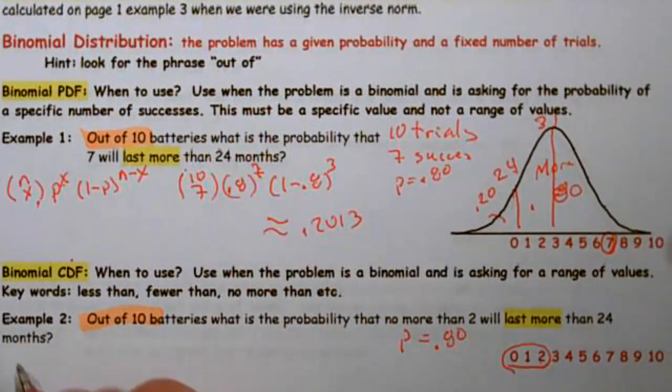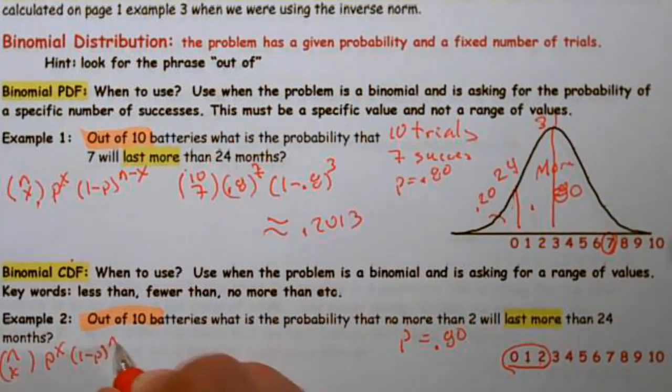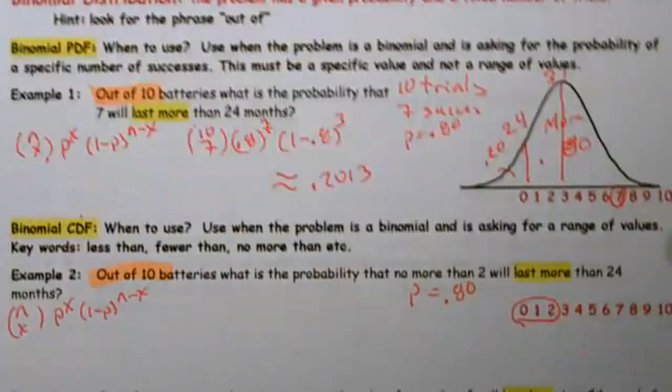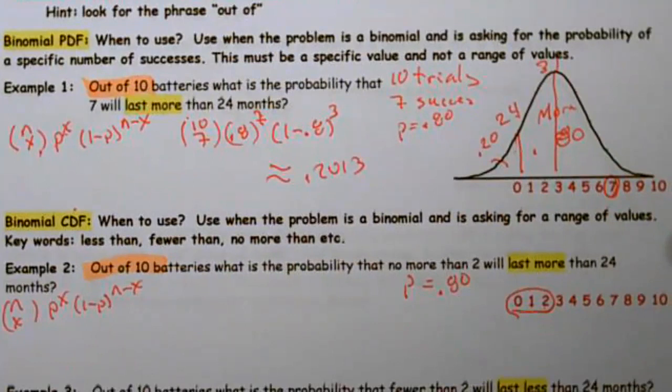So once again, now I'm looking at multiple values, so I have a range. Because I have a range of values, I'm going to use the binomial CDF. I still should write down the binomial formula: n choose x, p to the x, 1 minus p to the n minus x. But I have a range of values, and this is where I'm going to do the bookends. Please remember that I need to do the lowest and the highest. If I want to include all 3, that's fine, but I at least need to include the lowest and the highest.